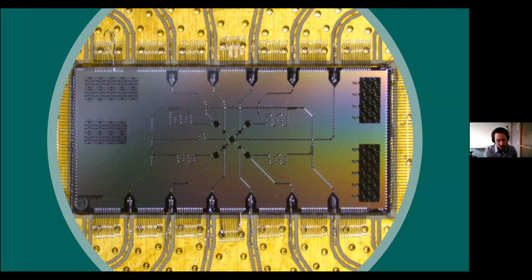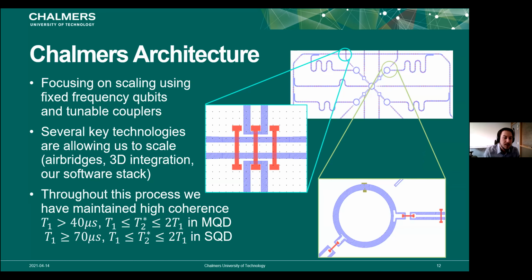Now this is our most recent device that we're working with. Let's start talking about our methodology on how we're scaling up. So to focus on scaling using these fixed frequency qubits and tunable couplers, several key technologies are allowing us to scale to this point. Primarily our air bridge technology has developed where we can actually start integrating them on our chips.